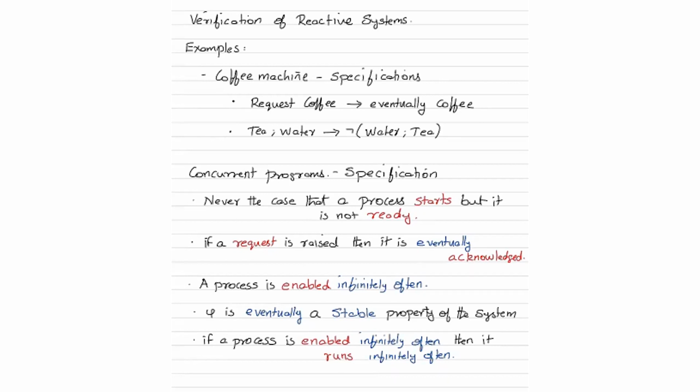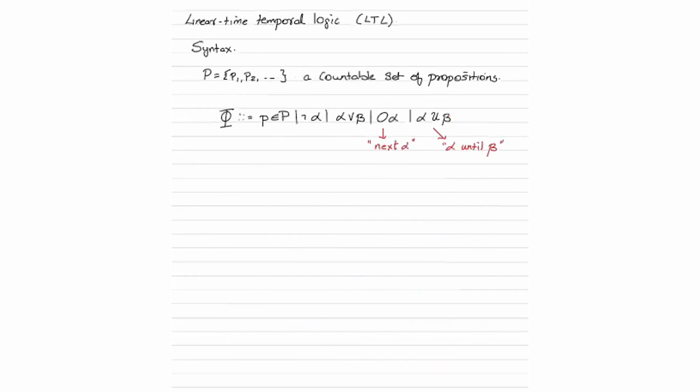Okay, so let me just formally define the syntax, and then we look at more examples of what can be specified. This is what is called linear time temporal logic, and it's a very popular formalism to specify and verify systems. What is the syntax of LTL?